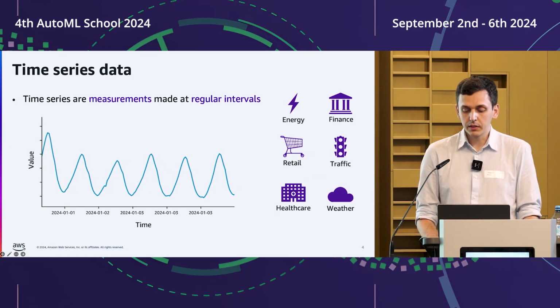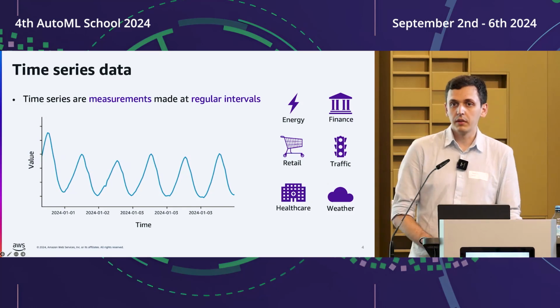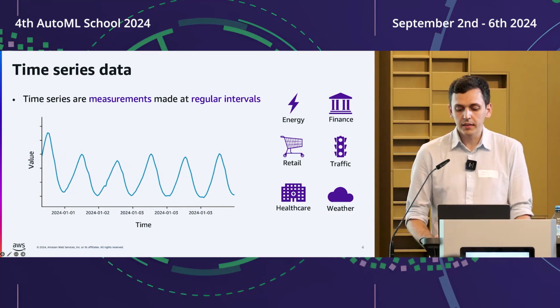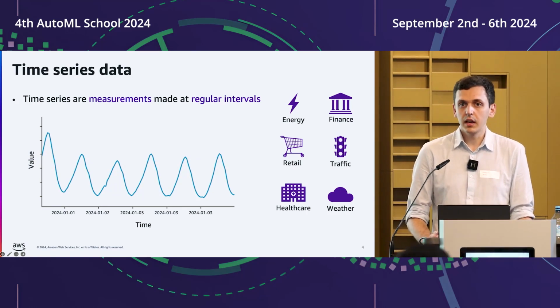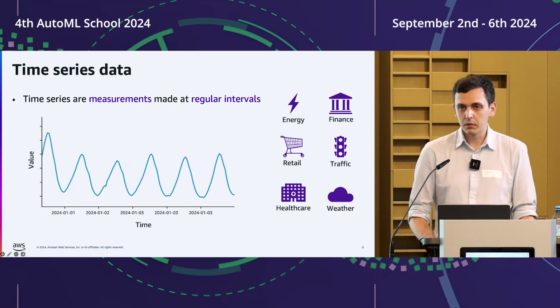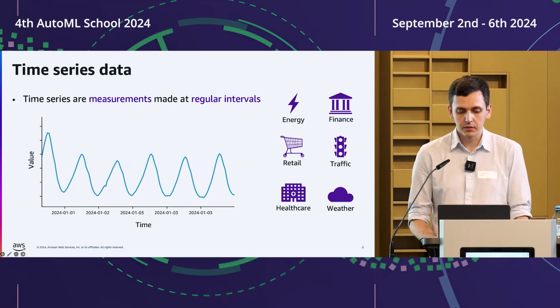It also comes up very frequently, for example, in retail, where you want to sell different products and you want to make sure that we have enough items in stock. Also other cases like healthcare, traffic, weather, all of these different domains have these cases where we measure something over time and we care about how things are changing over time and what happens in the future.